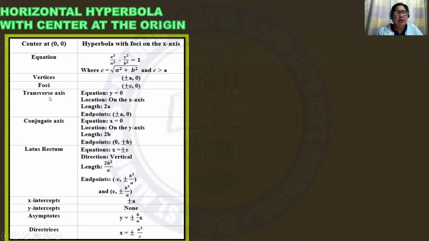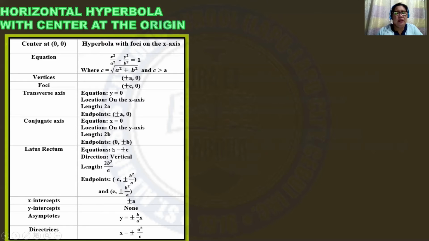The equation of the transverse axis is y is equal to 0. The location is on the x-axis. And the length of the transverse axis is 2a. The endpoints can be taken by positive or negative a, 0. For the conjugate axis, the equation is x is equal to 0. The location is on the y-axis. The length is 2b and the endpoints of the conjugate axis, we have 0, positive or negative b.